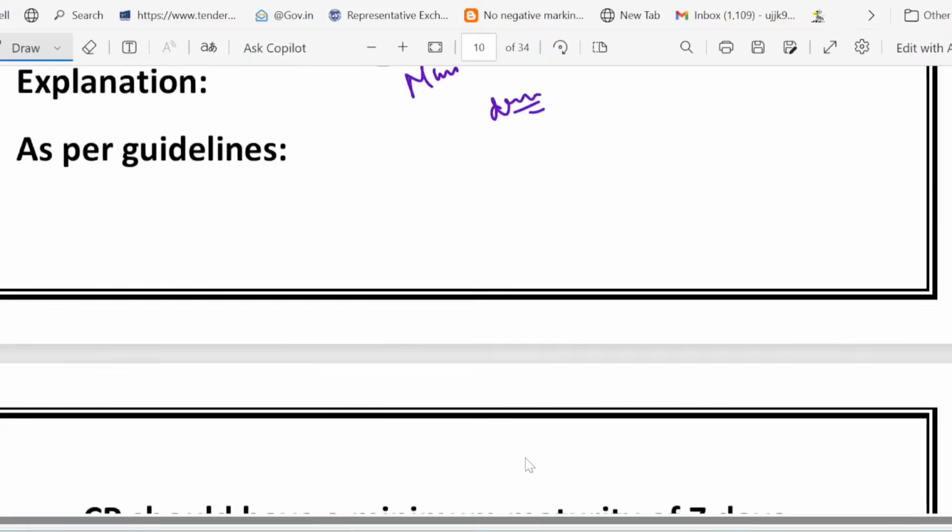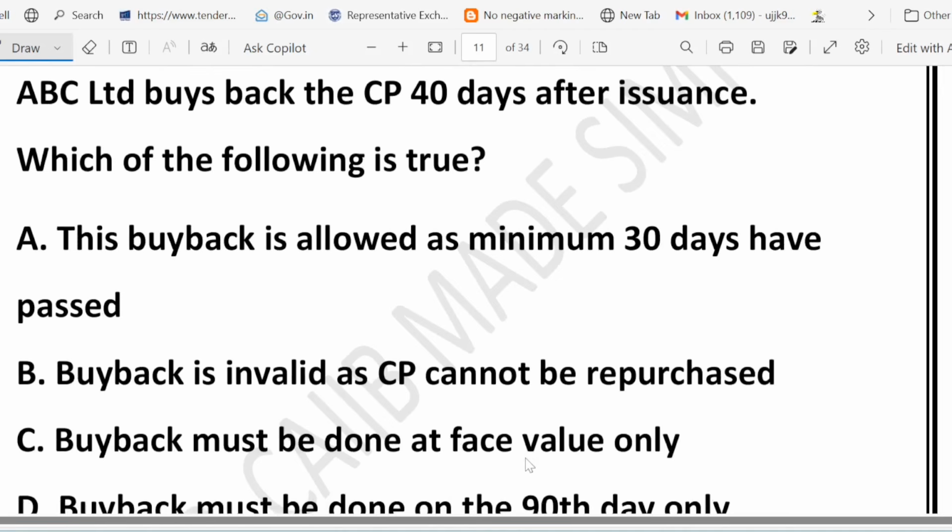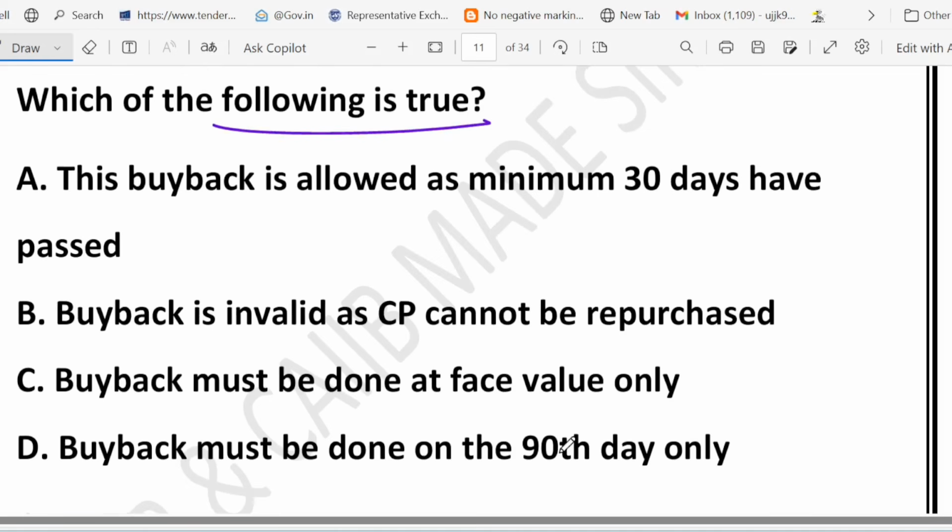Now friends, have a look at another question based on the same discussion. ABC Limited buys back the CP 40 days after issuance. Which of the following is true? Option A, this buyback is allowed as minimum 30 days have passed. Option B, buyback is invalid as CP cannot be repurchased. Option C, buyback must be done at face value only. Option D, buyback must be done on the 90th day only.